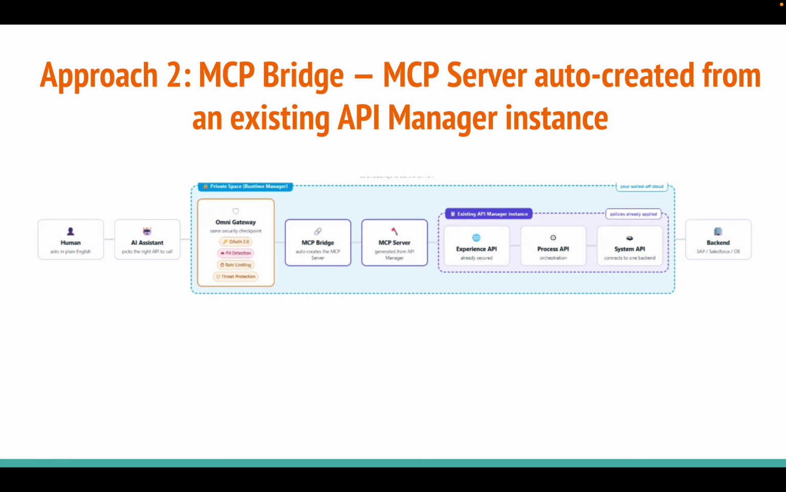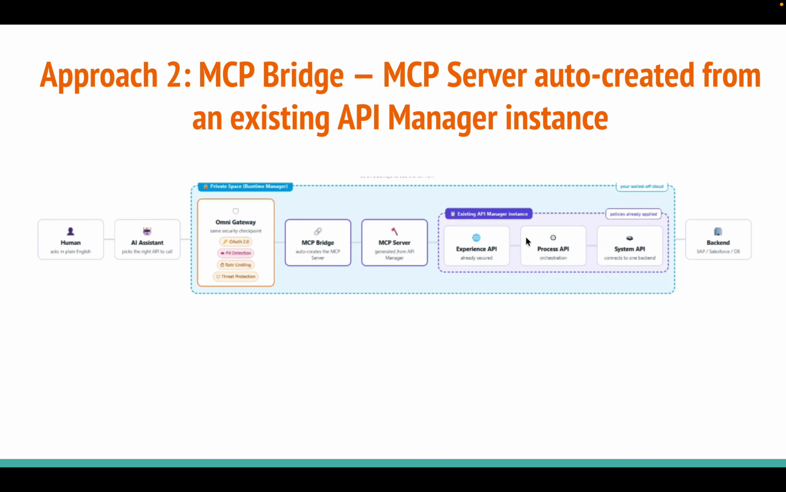If you have an API instance available in your API Manager, you can simply connect that API to the MCP server. It will not impact the instance which is already available. You can continue to call the API directly, but at the same time it will also create an MCP server on top of that, and it will be a separate instance, right?